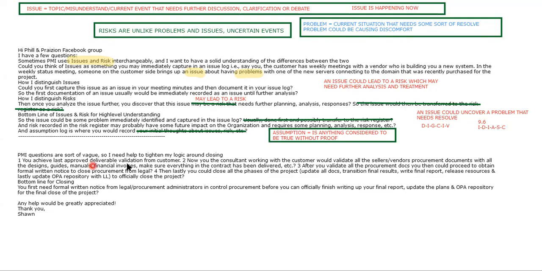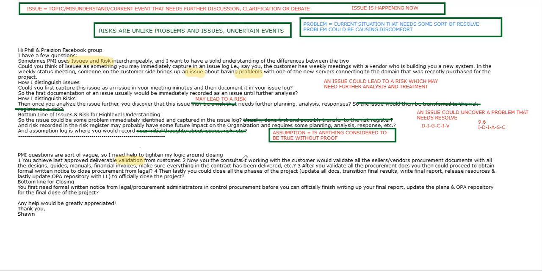You achieve last approved deliverable validation from customer. So again, we need to be careful with our language. When we say validation in the world of the 6th edition, validation is different from verification. But when you use the word validation, I would rather use the word acceptance. Okay? I would use verification for quality control. I would use acceptance because it's validate scope, but the output is acceptance. So just remember that.